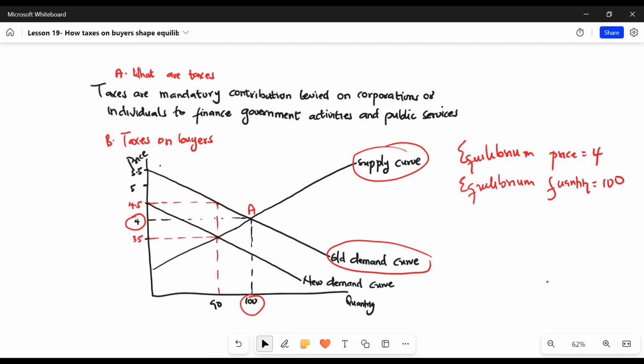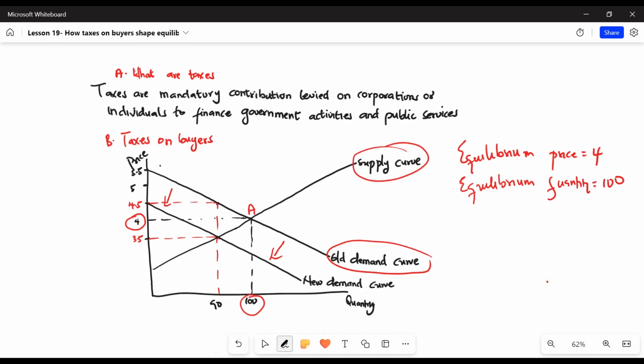Now let's assume that for every apple bought, the government imposes a £1 tax, which means that consumers will have to pay an extra £1 as tax anytime they buy an apple. So this affects the marginal benefit that consumers gain from the purchase of apples, and it's going to decrease their demand for apples. So this will shift the demand curve to the left. Now notice the demand curve shifts down by £1.